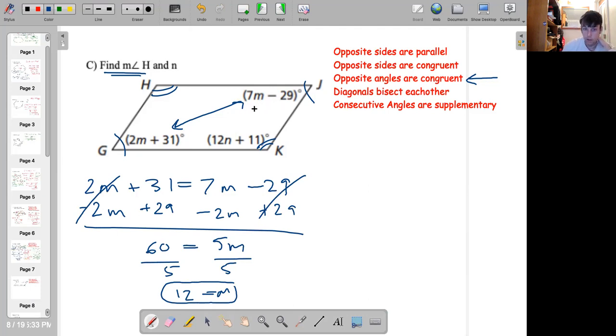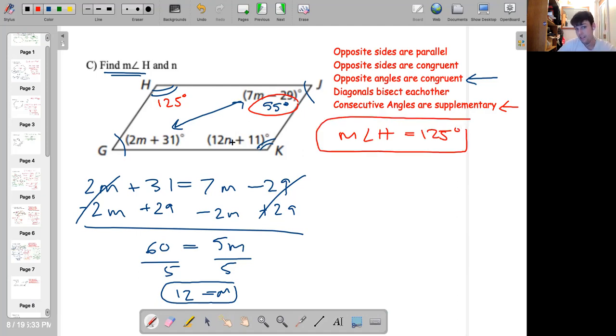7 times 12 minus 29. So I found that this was 55 degrees. Again, that's useful because of this final property down here, the consecutive angles are supplementary. So if this one is 55, that means k is going to be supplementary to it, and h is going to be supplementary to it. So 180 minus 55 gives us 125 for this, which is the same as k. So that's one of our answers. Measure of angle h is equal to 125.